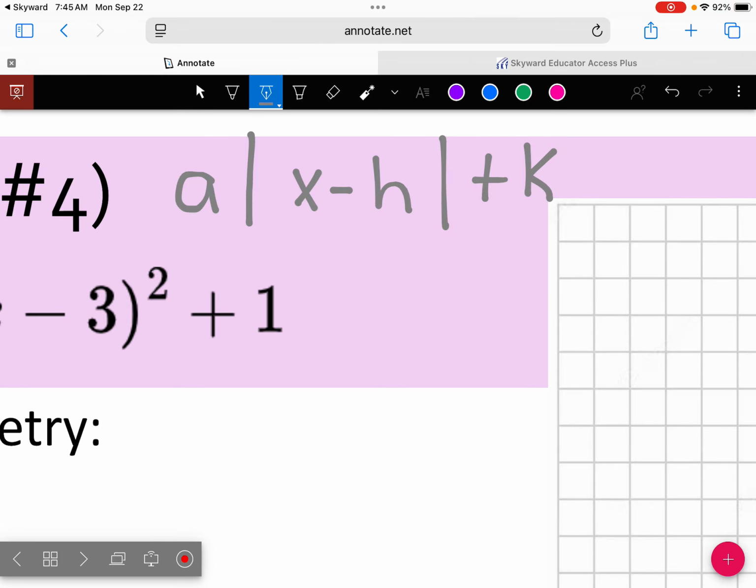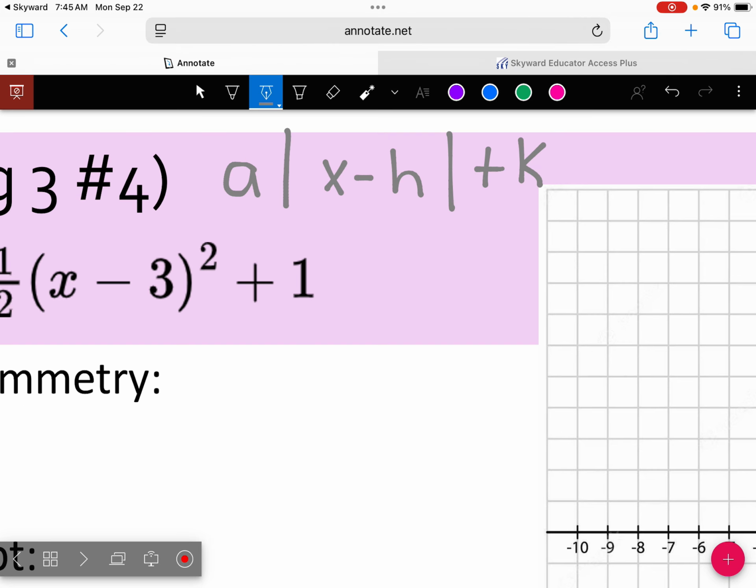Okay, it's much more like these guys. The only difference between the absolute values and doing it with a quadratic is instead of having the absolute value bars, it has parentheses and squared. It's the same exact thing. So we still have our h and k in here, our a still in here, all that jazz.